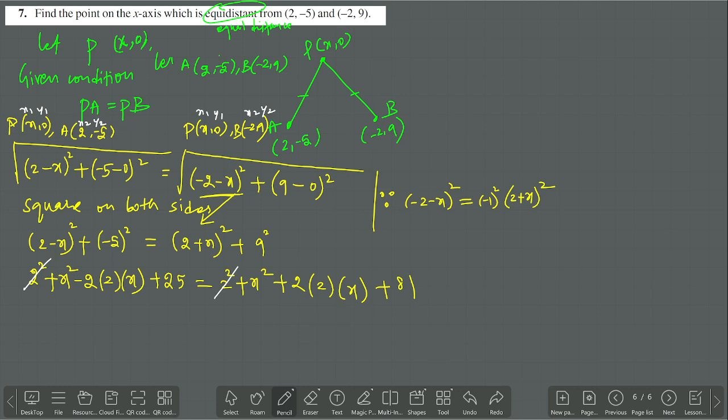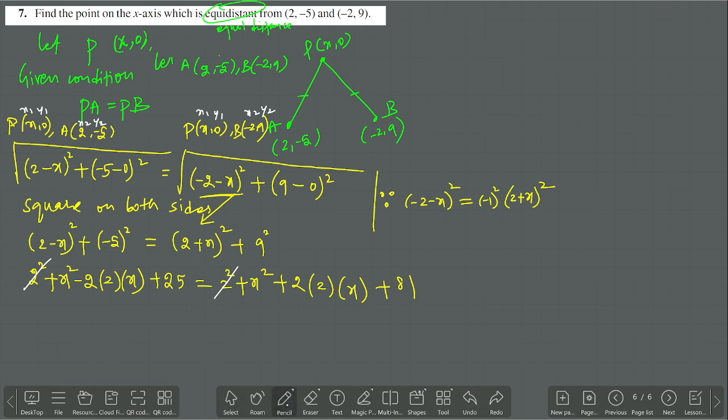Sir, both are positive. Why are you cancelling? Because when you bring it to the other side, it becomes negative. 2 square is 4, 2 square is 4. When you bring it to the left hand side, it will become minus 4. Then we can cancel plus 4 minus 4. Do you understand? This is possible only when we have an equal sign in the middle. Otherwise, you cannot do it.